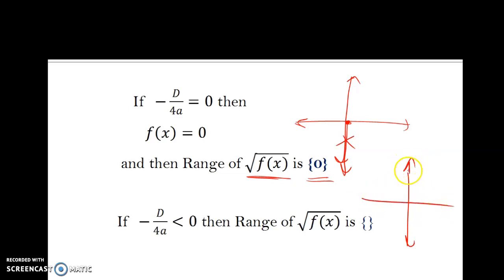And if minus D by 4a is less than 0, then all the points in the range of ax square plus bx plus c are below the x-axis. We have to discard all these points to take the square root. So the range of square root of f(x) in this case will be the empty set.